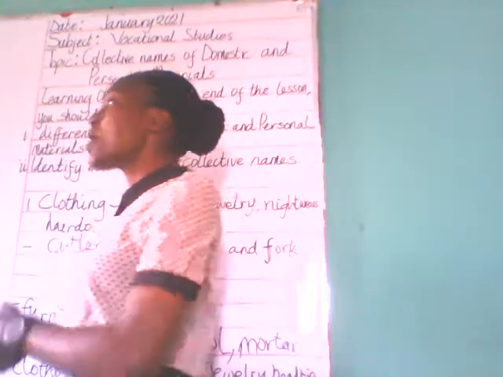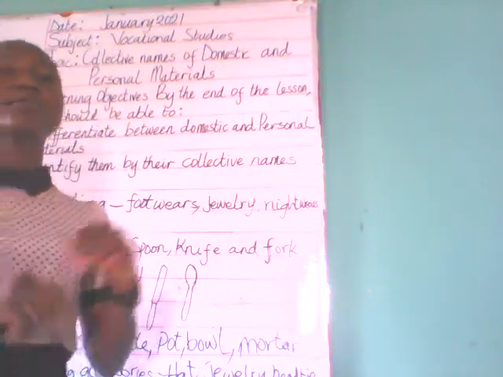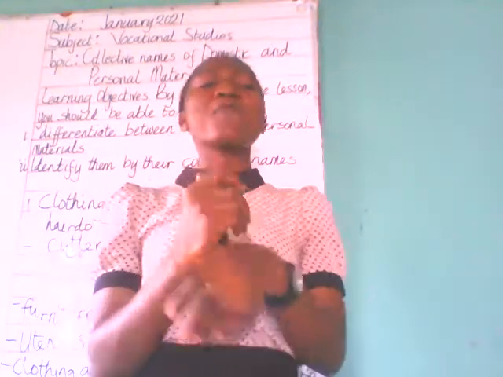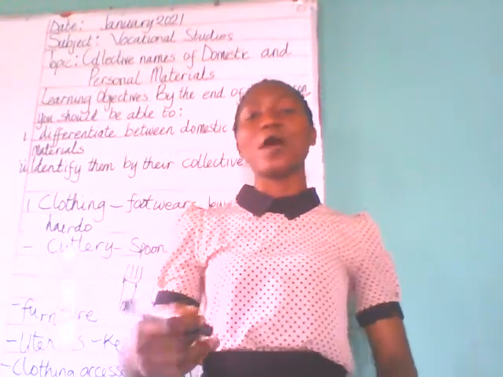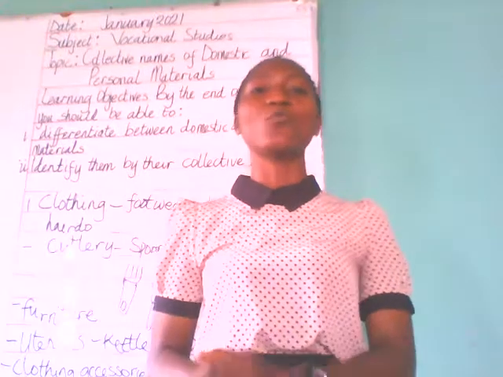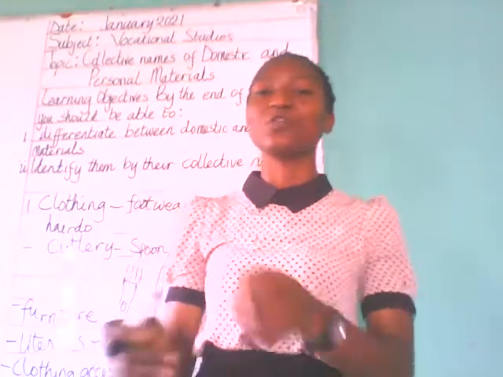Now let's go over to what we have learned so far. We talked about collective names of domestic and personal materials. But before we talk about the collective names, we're able to know what a domestic material is and what a personal material is, and we'll be able to differentiate them. Okay, what is a domestic material? We said domestic materials are those materials that we use what? At home. And personal materials are materials that are used individually without sharing with another person.